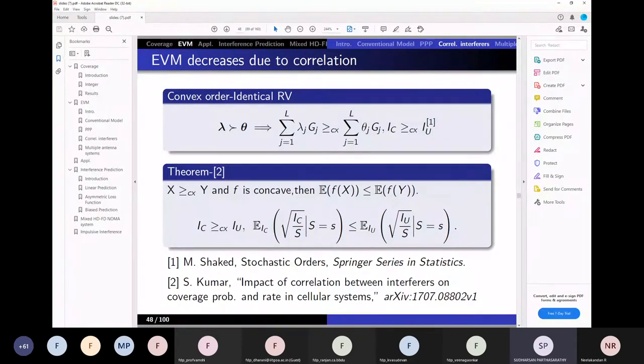So just for the sake of proof, we have taken a much simpler distribution like Nakagami fading, and we are able to see in a very analytical proof why EVM due to correlation among interferers decreases. So if the interferers are correlated, it's a good thing for us.